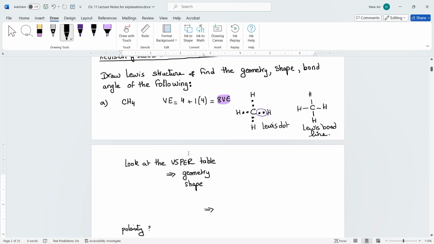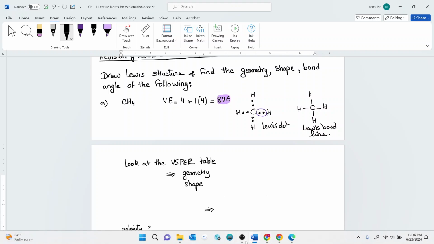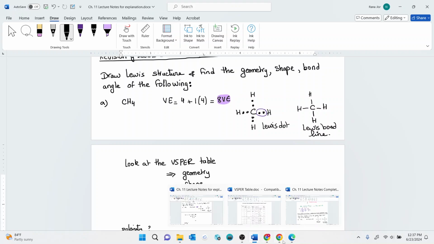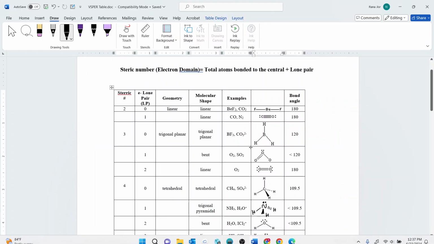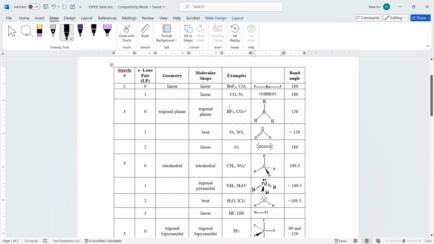Now, in order to determine the geometry, the shape of the molecule, this is a revision for 111. We're going to look at the VSEPR table. This table is found in your eCampus, so you can use that. Let's see where it is. Okay, here you go. So that is the VSEPR table.